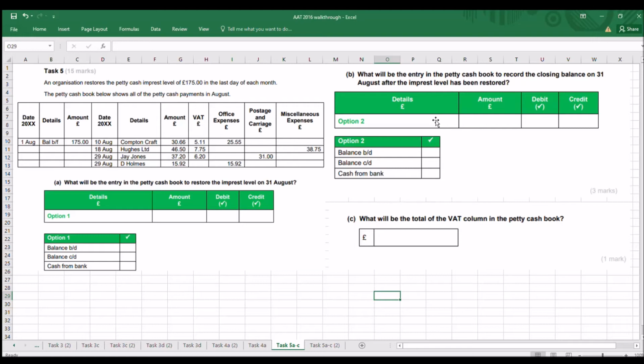This is a petty cashbook question. 7 marks in total for this bit really here. You've got a petty cash book here. In there, what's the amount to restore the Imprest balance? In there, what's the amount to record the closing balance?